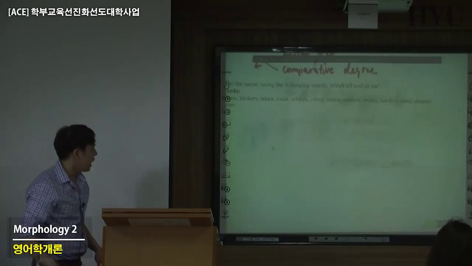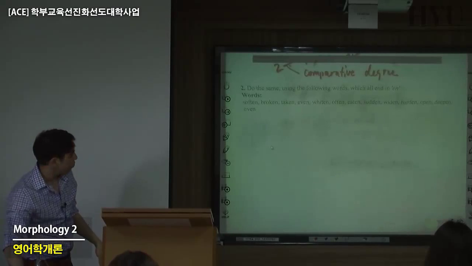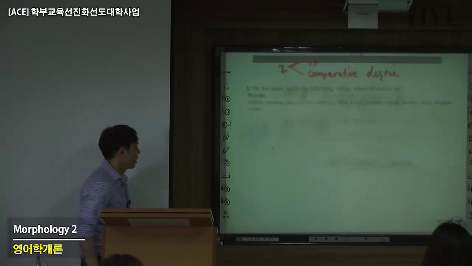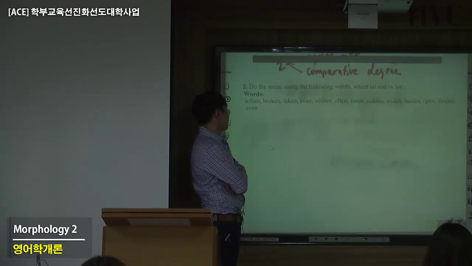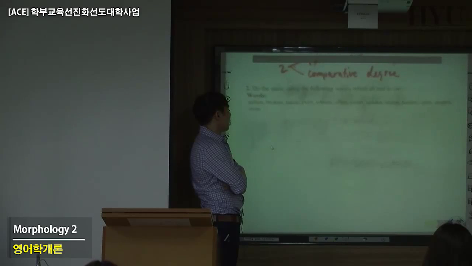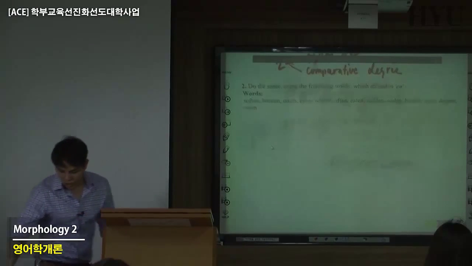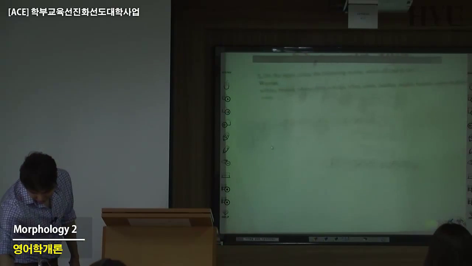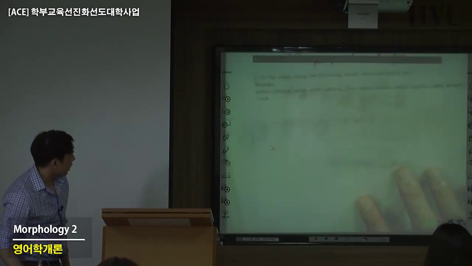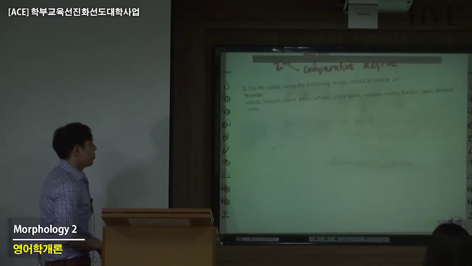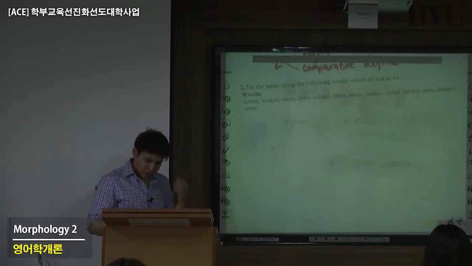Can you do the same with the words in the second one? Now we're looking at EN rather than the ER. So we have soften, or soften, some people might pronounce it like that. Broken and taken, even, whiten, eaten, sudden, widen, harden, open, deepen, and oven. So which of these ENs might be a morpheme and which might not be a morpheme? So I'll give you one minute.